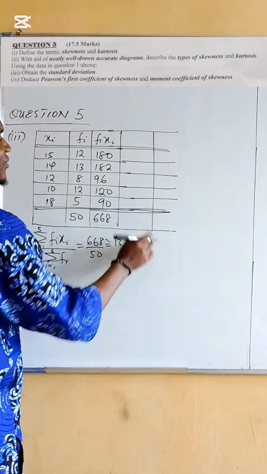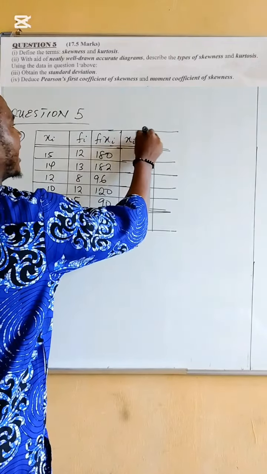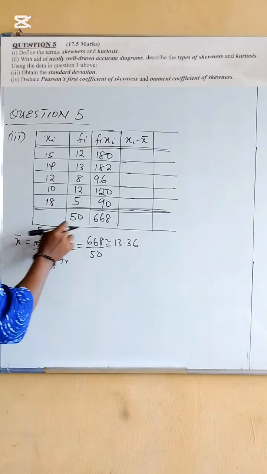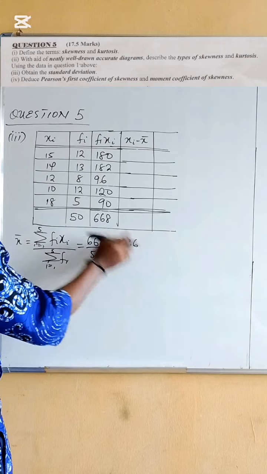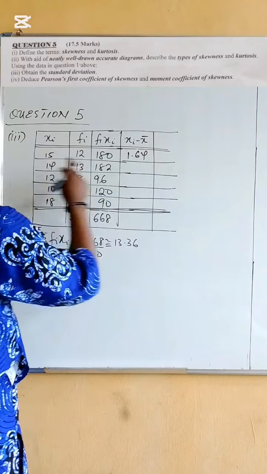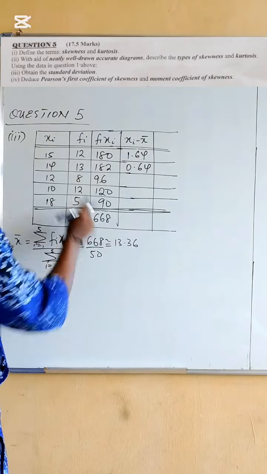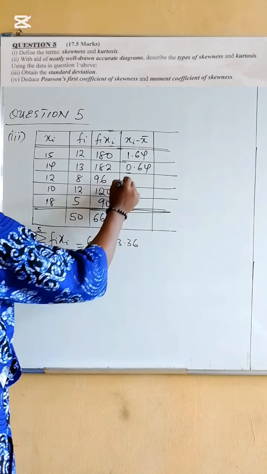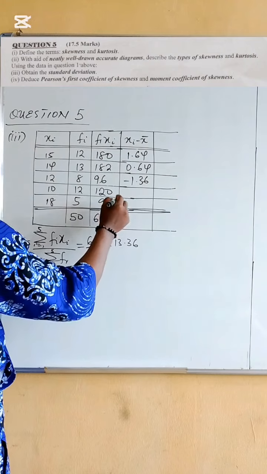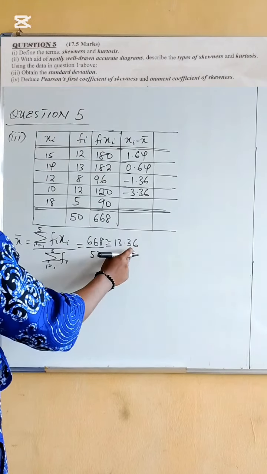Okay? Now, having gotten that, I will create a column. For you to get your standard deviation, you must first of all get your variance. So I'm going to compute xi minus x bar. Xi minus x bar means subtracting from all our xi values the value we've gotten to be our mean. So 15 minus 13.36 gives us what? 1.64. 14 minus 13.36 gives us what? 0.64. 12 minus 13.36 gives us what? Minus 1.36. 10 minus 13.36 gives us what? Minus 3.36.